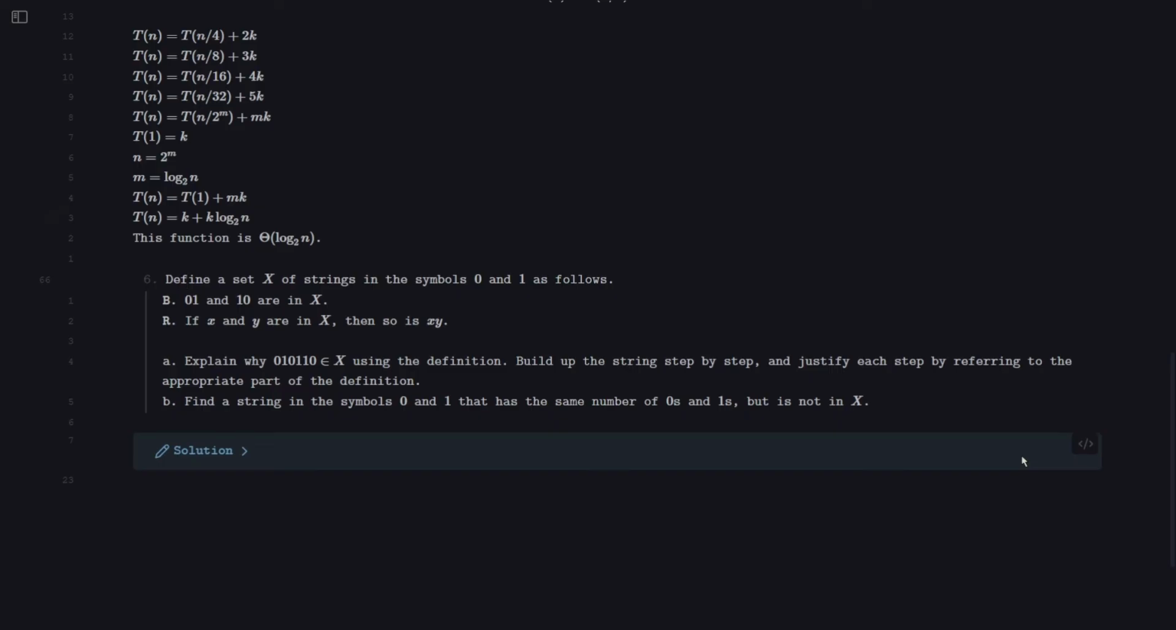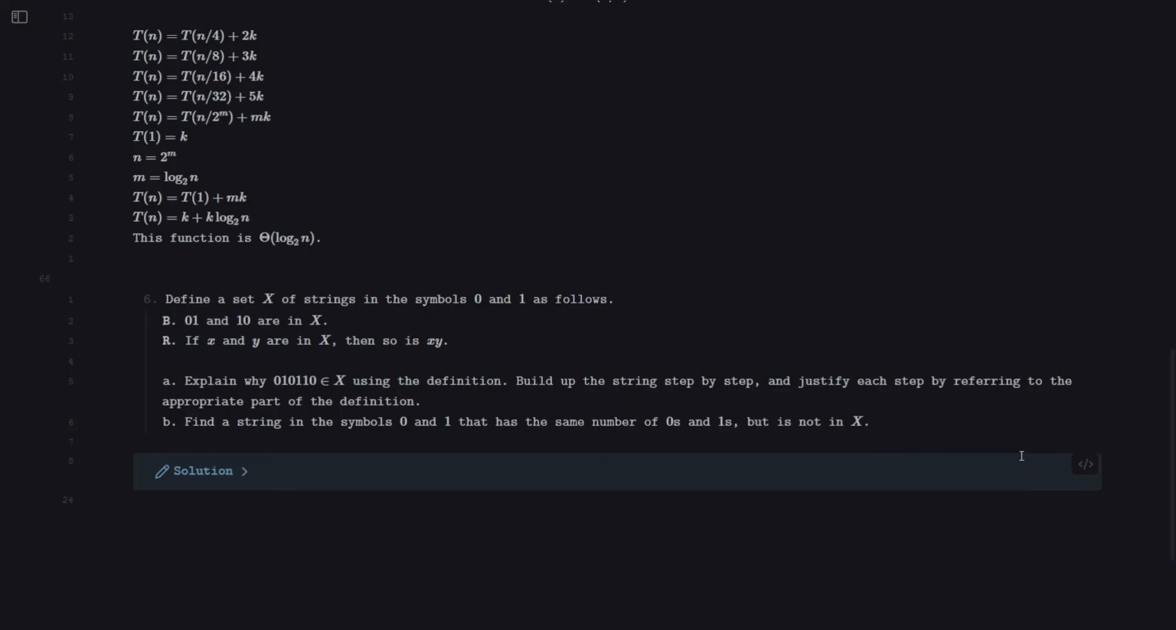It says to define a set X of strings in the symbols 0 and 1 as follows. 0 1 and 1 0 are in X, and if x and y are in X, then so is xy. Now, what is a string in the symbols 0 and 1? You haven't really taken this in your studies, but it's fine. It's just a few extra definitions you need to keep in mind.